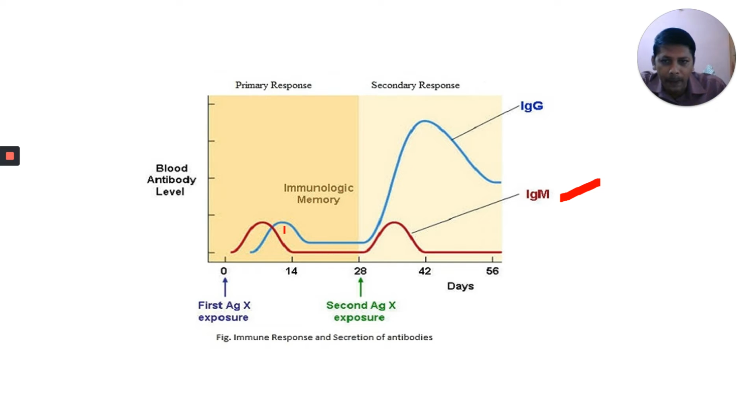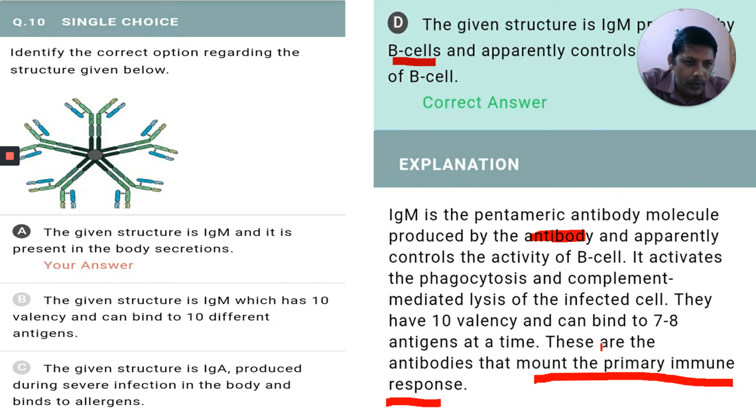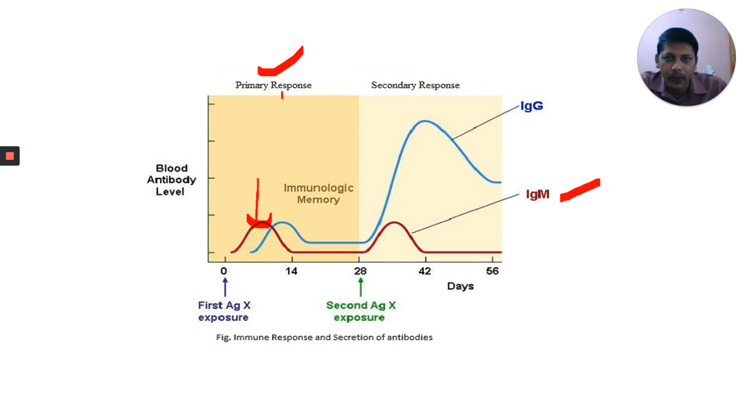Okay, IgM. Here this is the primary immune response. Which one is produced first? This red one indicates IgM. See again the bit here. These are antibodies that mount the primary immune response, which is started by IgM.